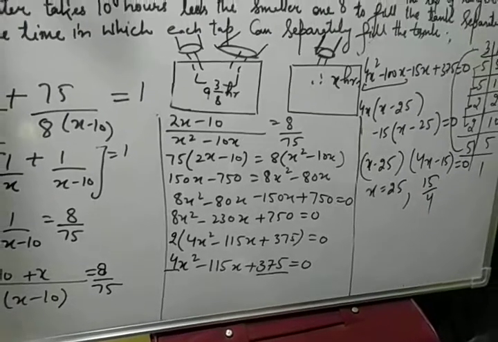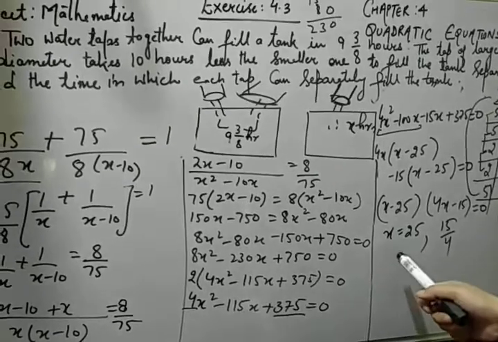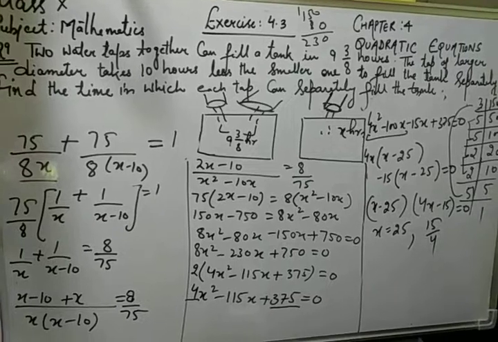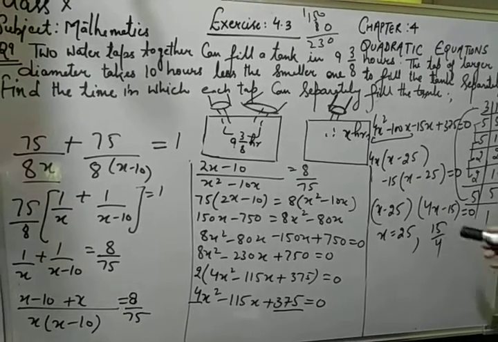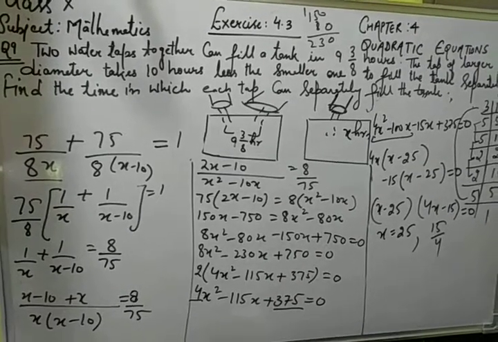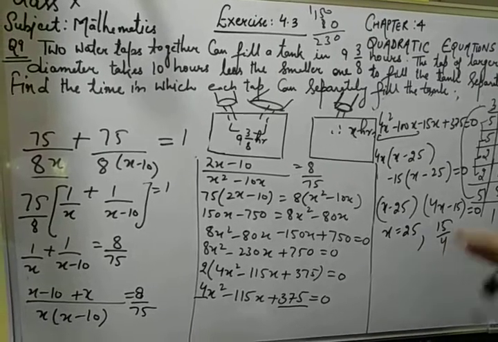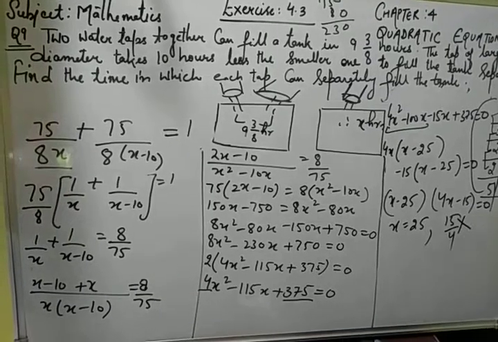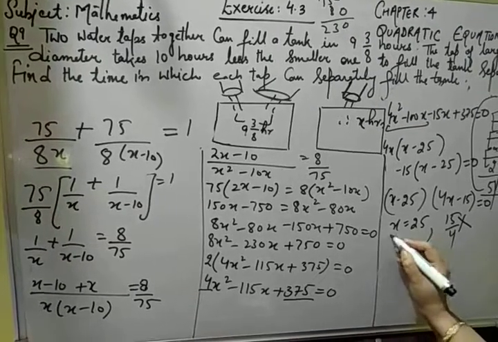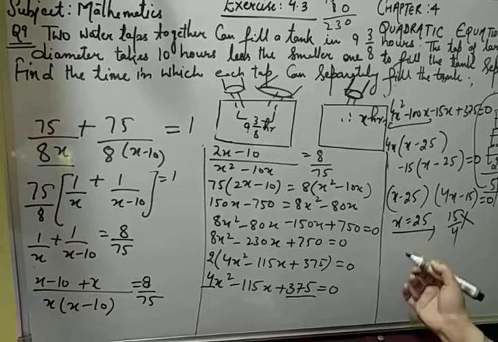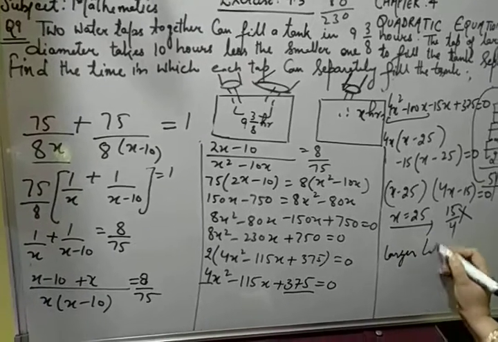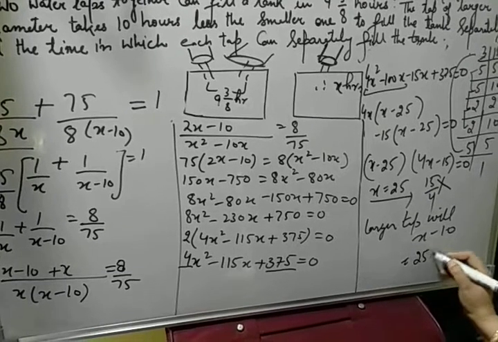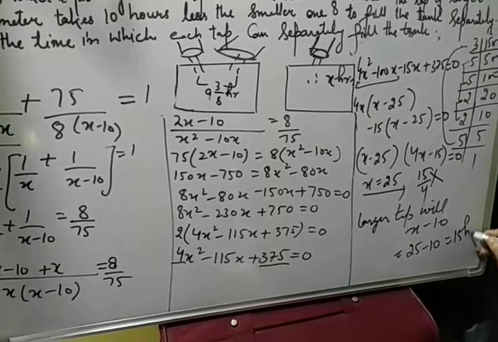Now what was that x? x is the time taken by the smaller tap, which is equal to 25 hours according to this equation. Now if it is 15 by 4, the time taken by the larger tap is x minus 10, और x minus 15 by 4 करेंगे तो हमारा आंसर नेगेटिव में आएगा. It means we have to reject this value, and the time taken by the smaller tap is 25 hours and the time taken by the larger tap will be x minus 10, that is 25 minus 10, which is equal to 15 hours.